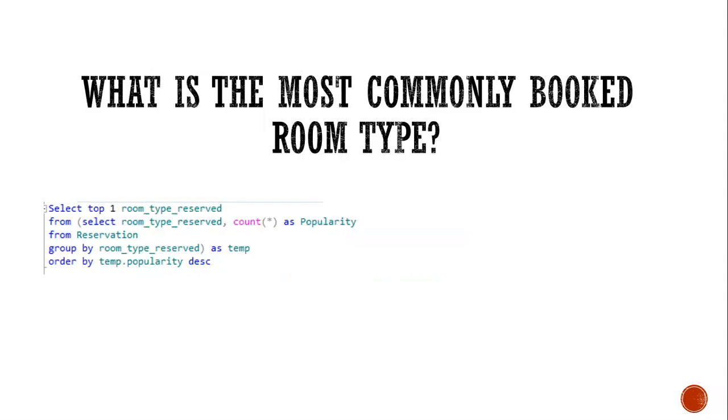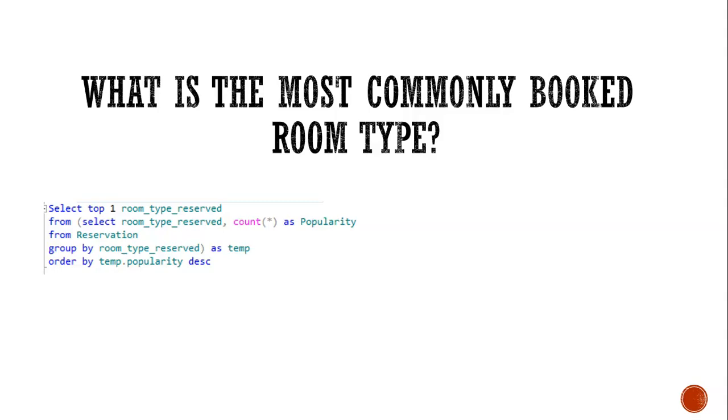Then we have, what is the most commonly booked room type? Again, over here I used similar logic to what I used in the third question, which is selecting the top row from a subtable, which is just named temp over here.